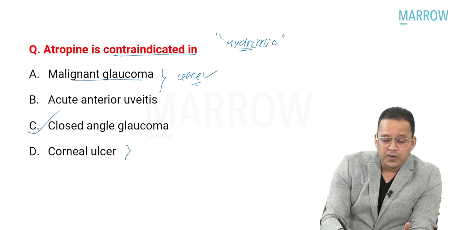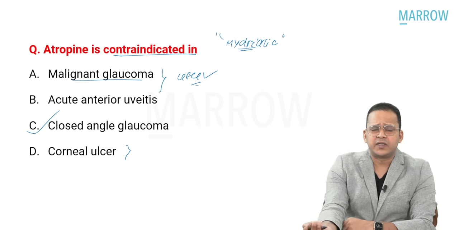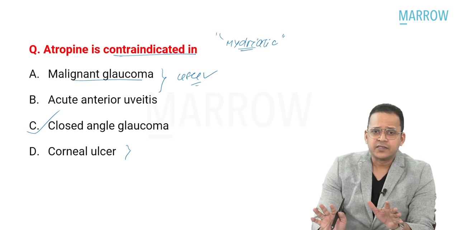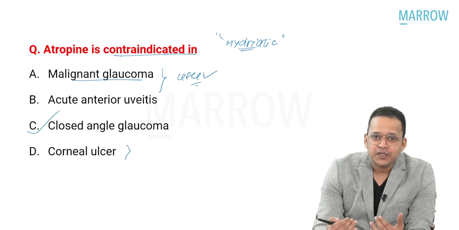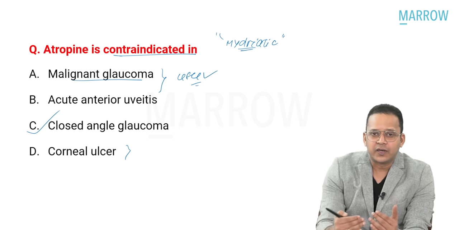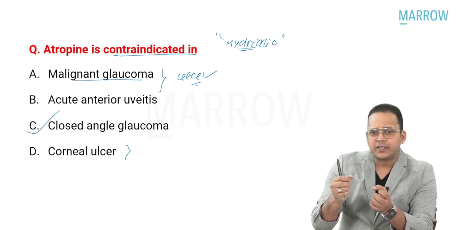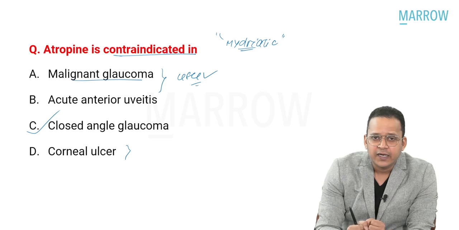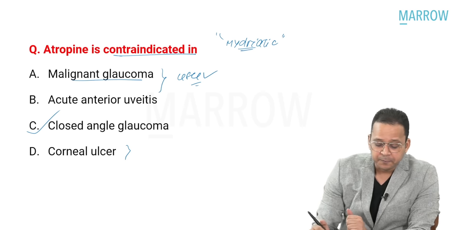Like malignant glaucoma, I use atropine. What is malignant glaucoma? It is not cancer. It is a post-surgical complication of ocular surgery. Usually what happens is the lens moves in the forward direction and blocks the angle. So I have to pull the lens back, and for that I have to contract the zonules. The lens can be pulled back by atropine.